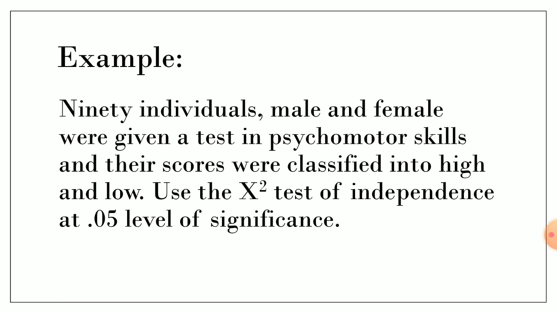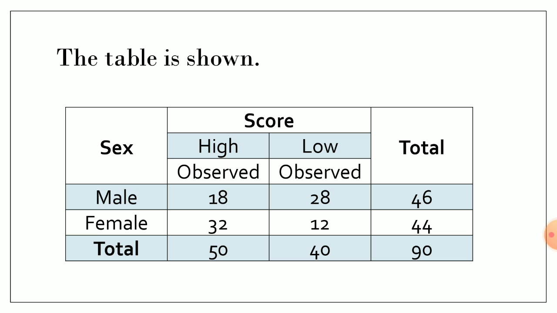Example: 90 individuals, male and female, were given a test in psychomotor skills, and their scores were classified into high and low. Use the x-squared test of independence at 0.05 level of significance. So the table is shown. We have the two criterion. We have the sex and the score. Under sex, we have the male and female. Under score, we have high and low.